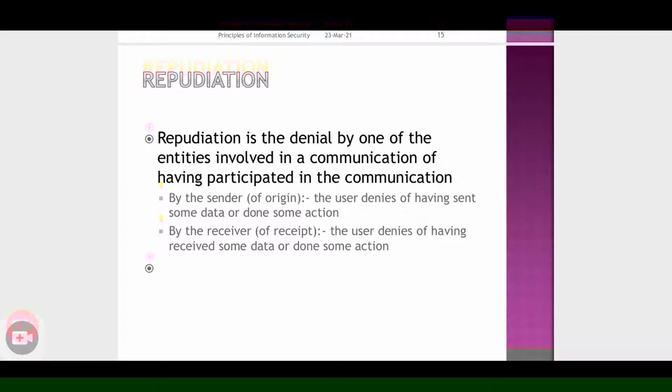That is the denial by one of the entities involved in a communication. That is actually repudiation. So repudiation by the sender is there and by the receiver is there. Okay.